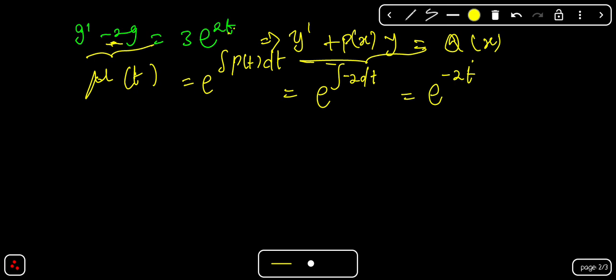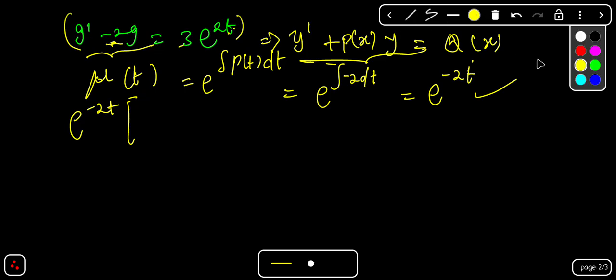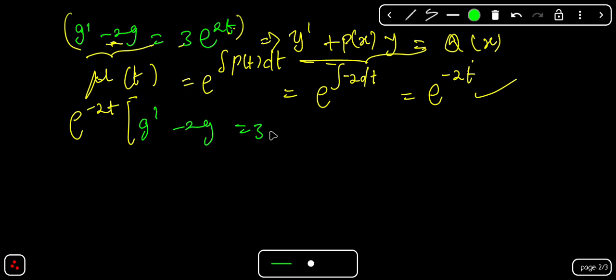The next thing we are going to do is to multiply our first order differential equation by our integrating factor, which is e raised to the power of negative 2t. So we have e raised to the power of negative 2t multiplied by the whole differential equation, that is g prime minus 2g, which is equal to 3 multiplied by e raised to the power of 2t.